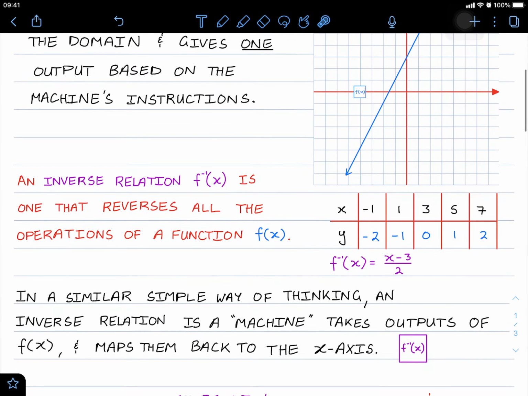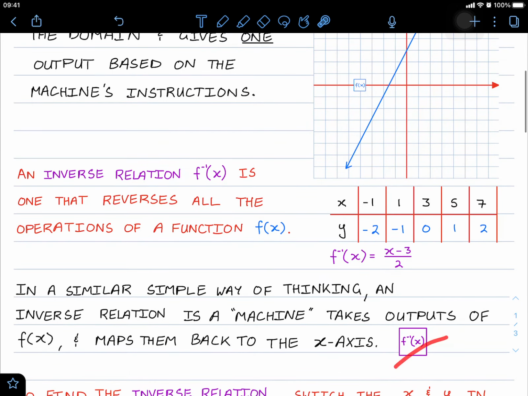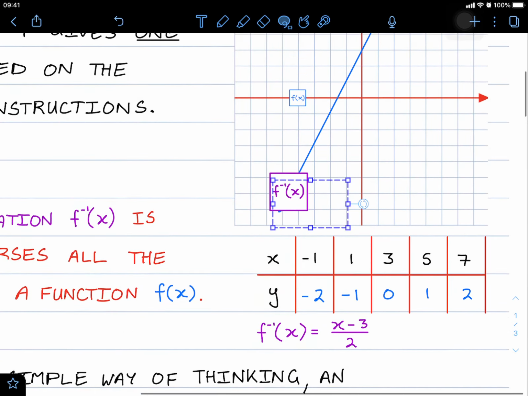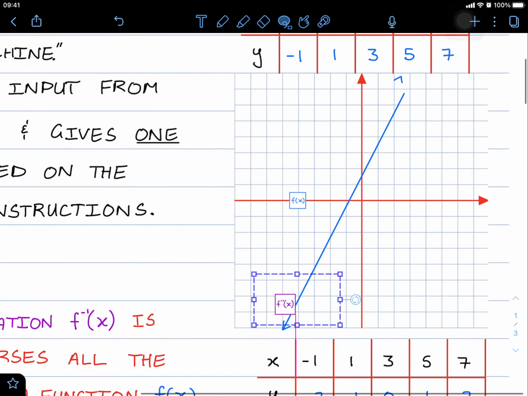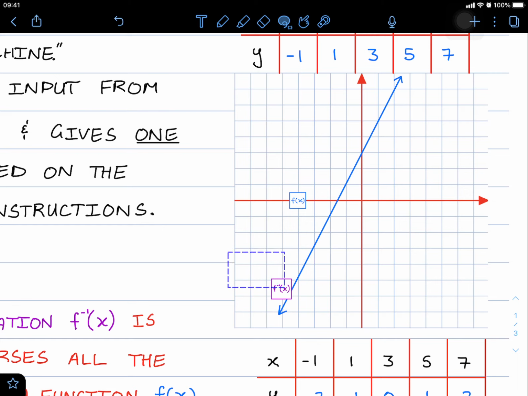From this, an inverse relation, we'll get to this in more detail later. An inverse relation, written as f to the power of -1 of x, is one that reverses all the operations of a function. So for example, here is our inverse function, in air quotes. And this inverse function goes onto the outputs, like so.